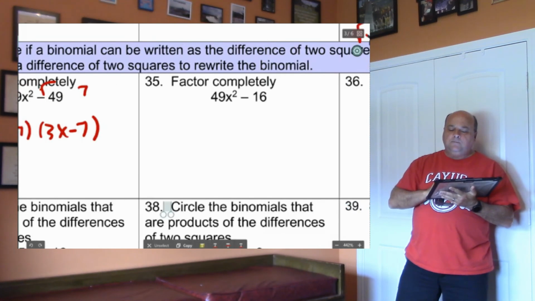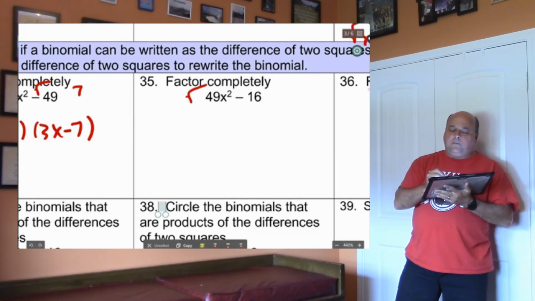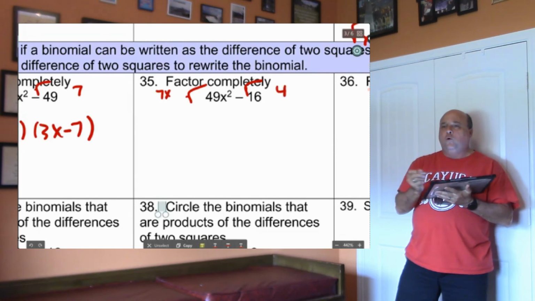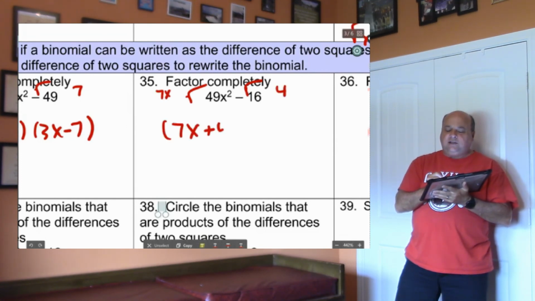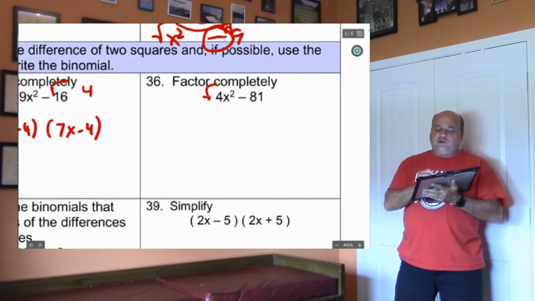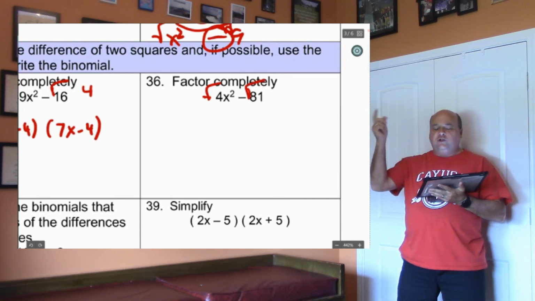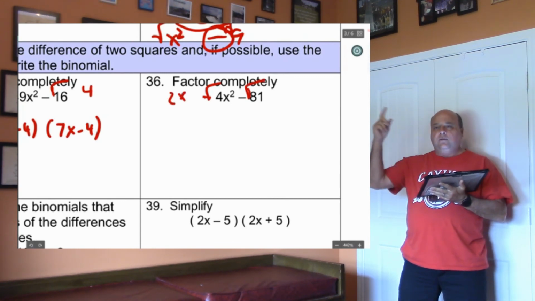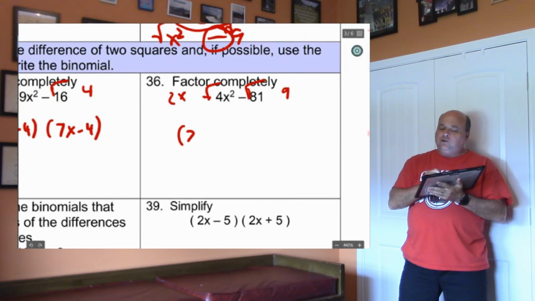Let's go to the next one. The middle term cancels out. Are they both perfect squares? Yes, they are. This is going to be 7x and 4. This is going to factor to 7x plus 4 and 7x minus 4. Go to the next one. These are both perfect squares. Square root, square root. The square root of 4x squared is 2x. The square root of 81 is 9. 2x plus 9 and 2x minus 9.